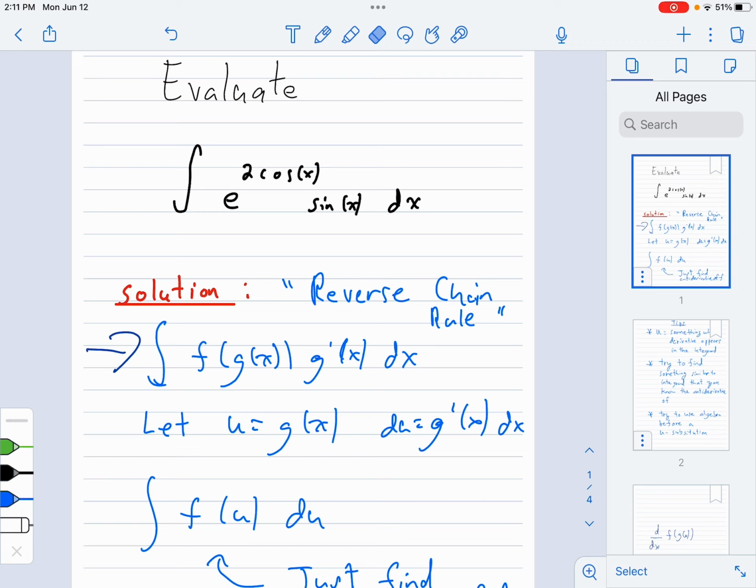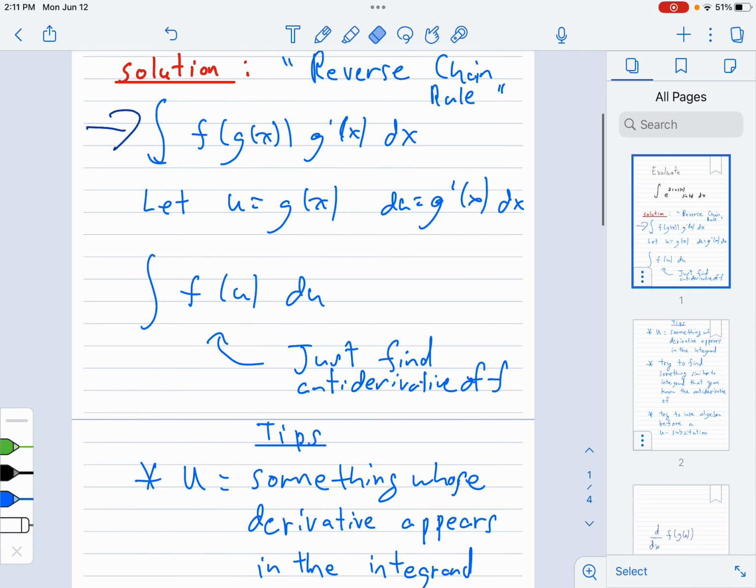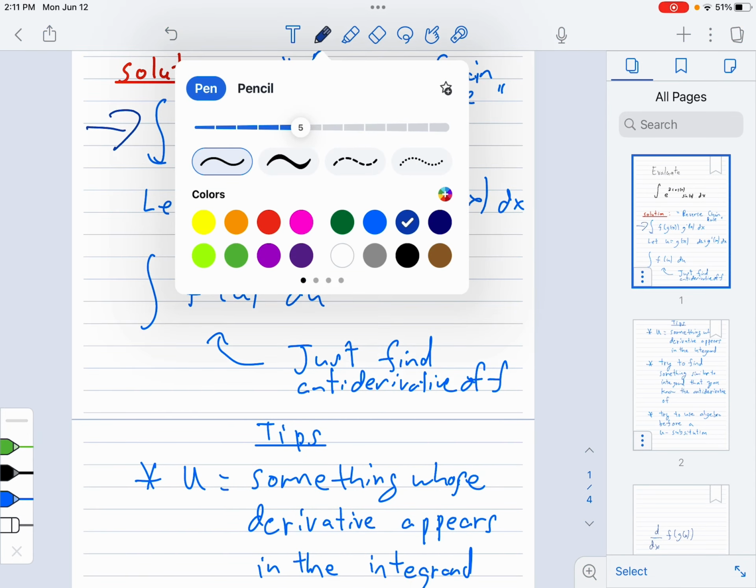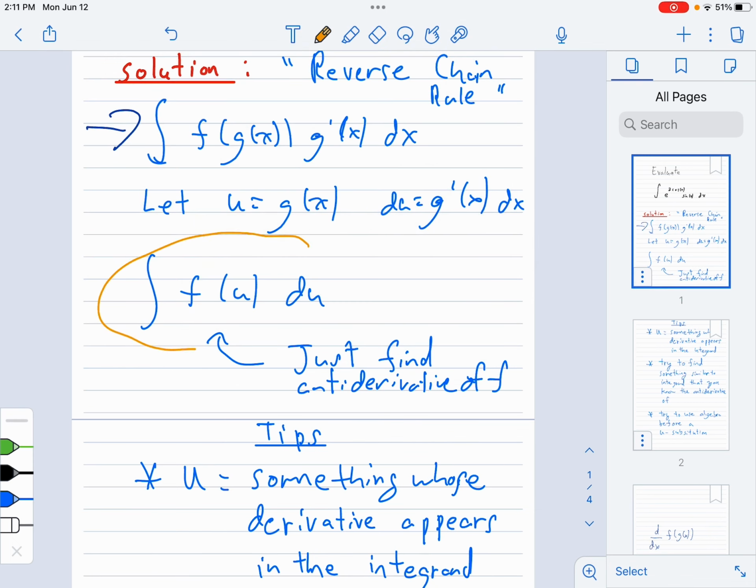Well, when you do those two substitutions, the u and the du, and rewrite the integral, the integral now becomes what I have circled here in orange. And the idea with this u substitution is that it boils everything down to just finding the antiderivative of the outside function f, okay? Now, with a u substitution, I think of it as a mix between an art and a science for picking the correct u.